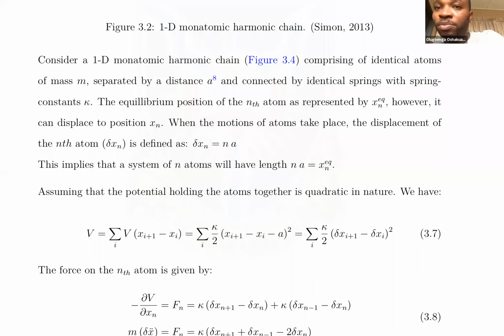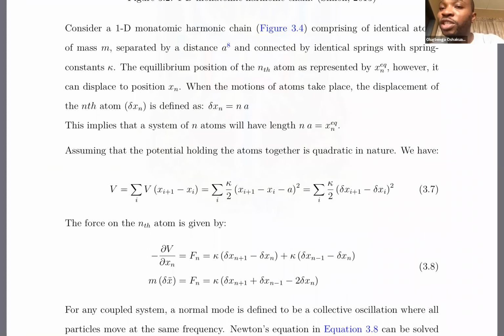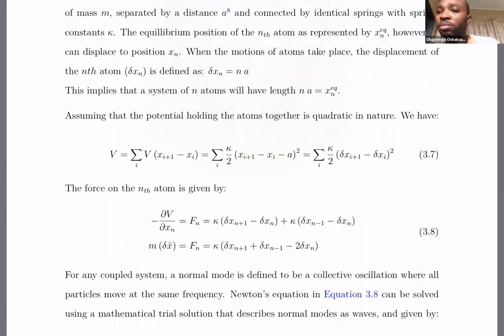Okay, so we have a potential defined in equation 3.7. And from the potential, it's just like when we are talking about Hooke's law, and they ask what is the energy stored in this spring. I'm sure you still remember something like half kx square, right?